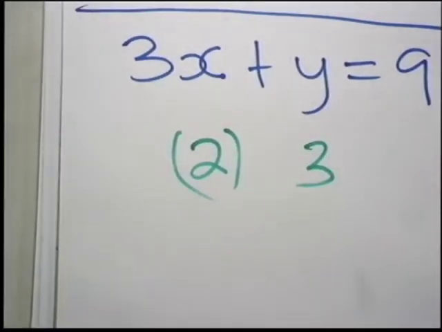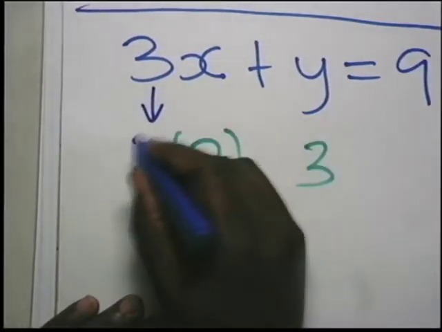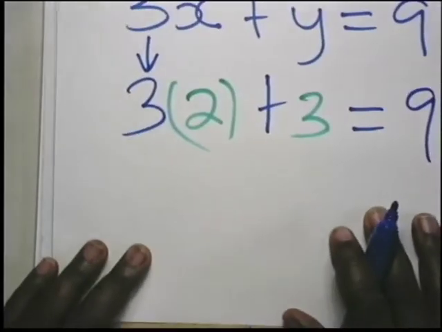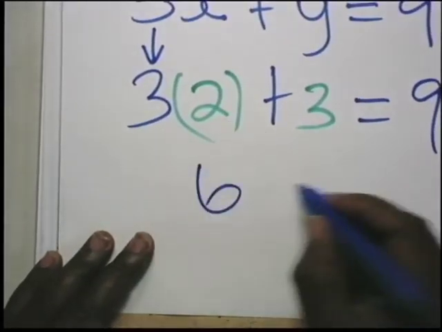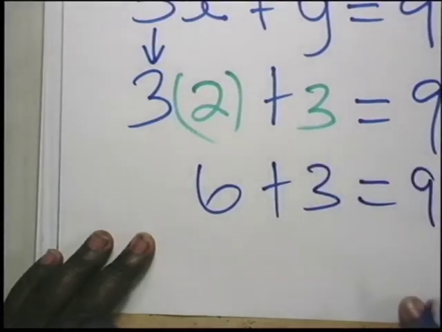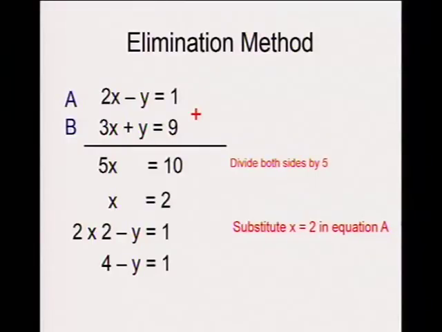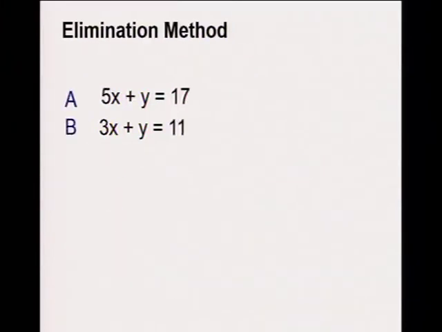Then we just drop this 3 here. It goes there, and this one is 3. It should be equal to 9. Does that make sense? 6 plus 3 equals 9. So it's true. We got it. This is what we are summarizing on that slide: 2 times 2 minus y equals 1. We know y is 3, then 4 minus 3 becomes 1. That becomes the correct answer.